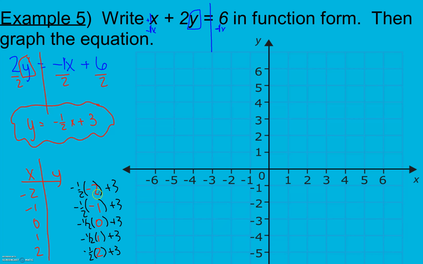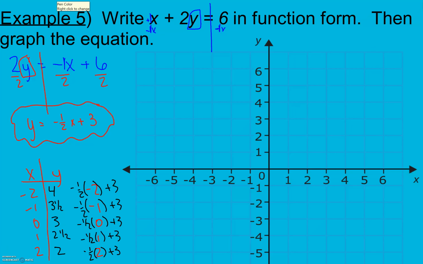Negative times a negative gives me a positive, and 1/2 of 2 is 1. So here when I add 3, I get 4. I get positive 1/2 plus 3, 3.5. I get 0 plus 3, negative 1/2 plus 3, 2.5, and negative 1 plus 3, 2.